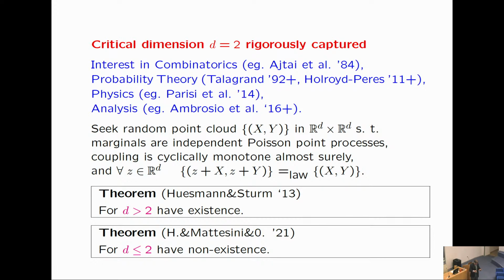Is there a way of matching, in a statistically translation-invariant way and in an optimal way, in the sense of cyclical monotonicity, two independent copies of the Poisson point process in dimension larger than two? My co-worker, together with my former colleague Karl-Theodor Sturm, proved that this is the case, and that's a variational argument, a little bit like in homogenization, the construction of the corrector or the gradient of the corrector. You lift to probability space, you forget the spatial variable, and then you can prove this.